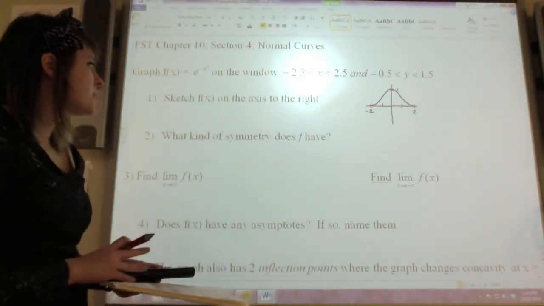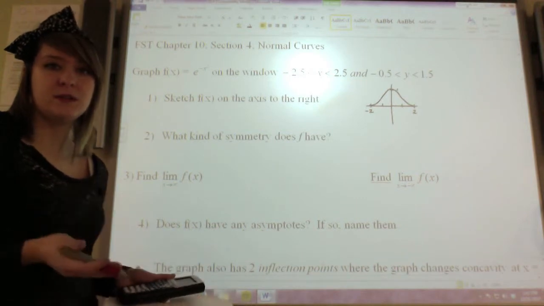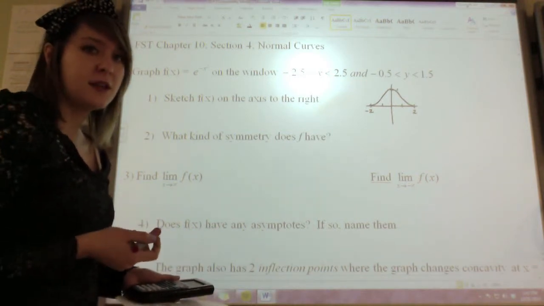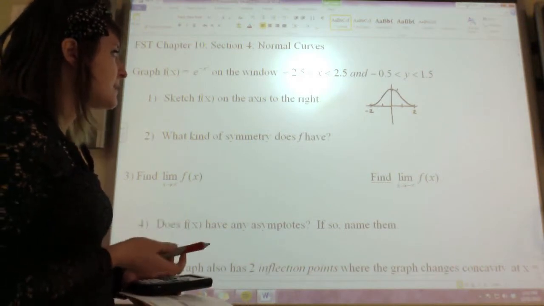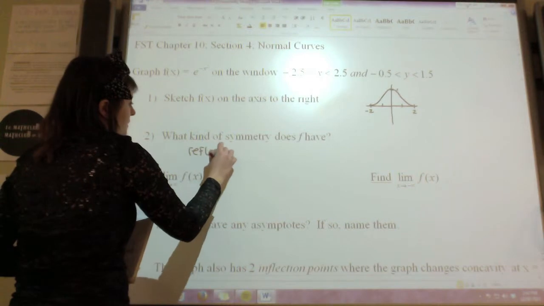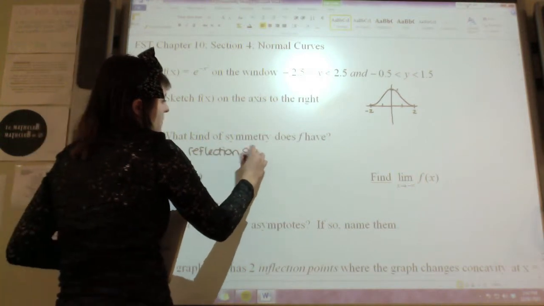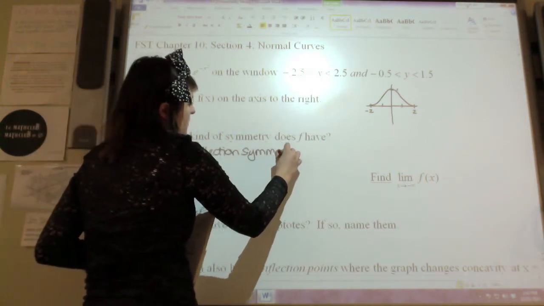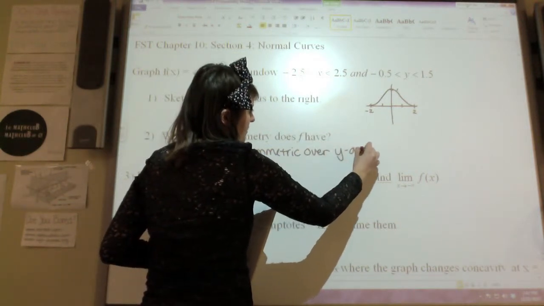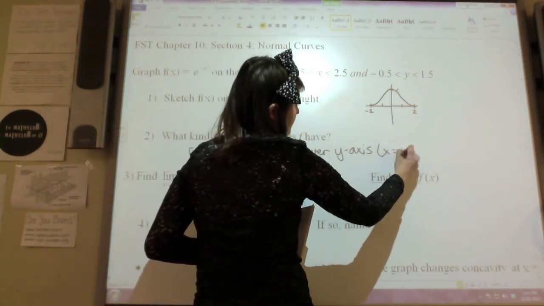Okay, what kind of symmetry does f have? Is this function symmetric? You should notice that this has a symmetry over the y-axis. So this is reflection symmetric over the y-axis, which is the equation x equals 0.